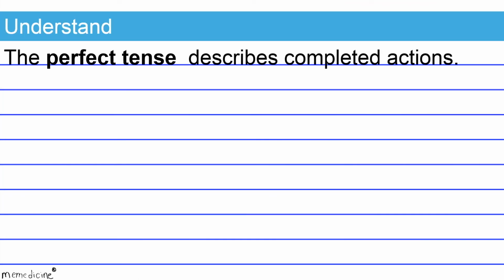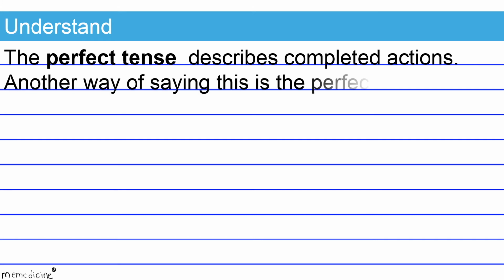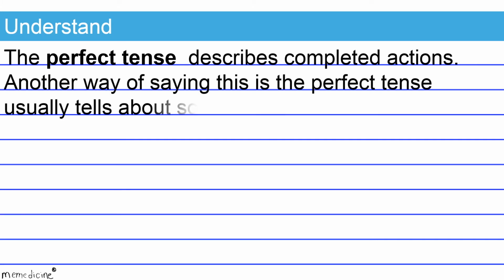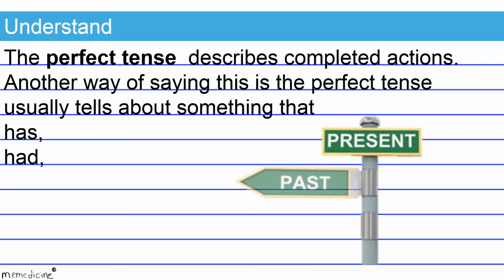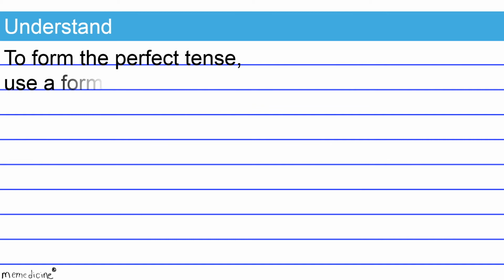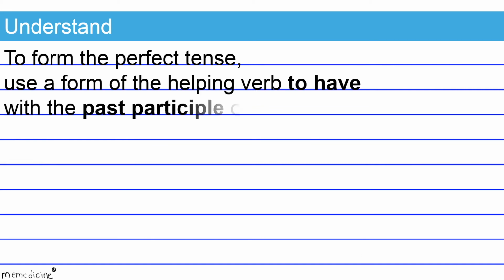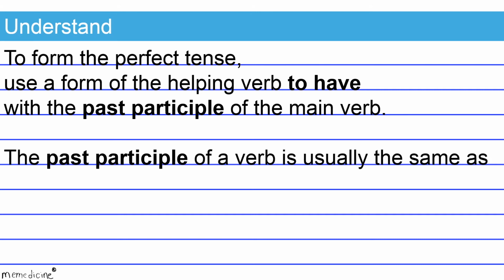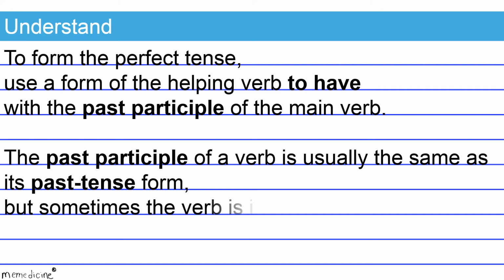The perfect tense describes completed actions. Another way of saying this is the perfect tense usually tells about something that has, had, or will have happened. To form the perfect tense, use a form of the helping verb to have with the past participle of the main verb. The past participle of a verb is usually the same as its past tense form. Its simple past tense form, that is. But sometimes the verb is irregular.